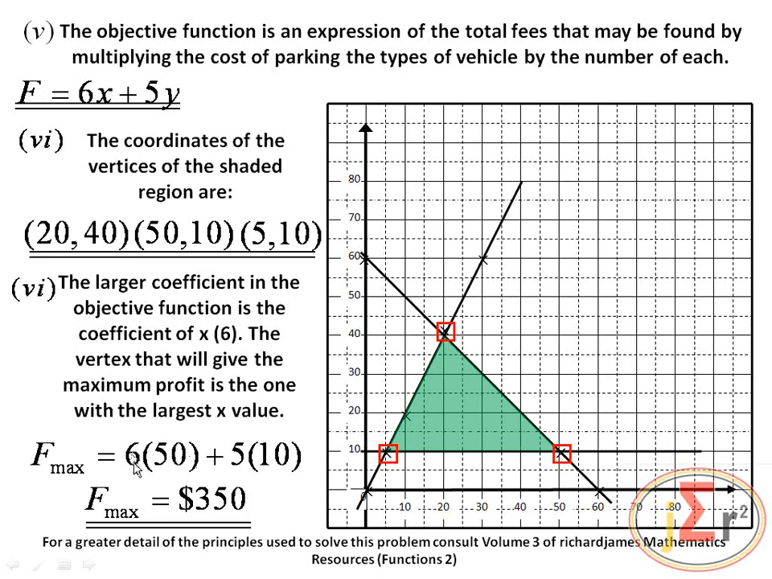The maximum fee is 6 times 50, 300, plus 5 times 10, 50. So it's 300 plus 50, and that is 350.